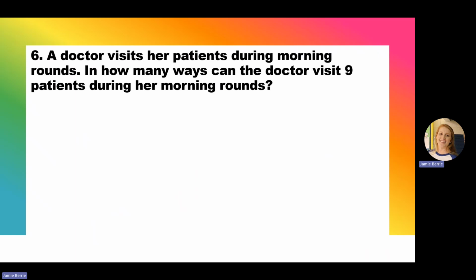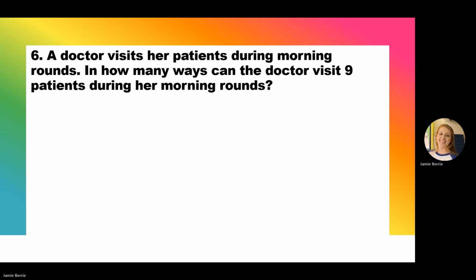I don't think that the order matters here, but this one is kind of a trick question, because this is actually something that we've done before. We've talked about how to figure out what the sample size is, how many outcomes are in this sample space, and this is the same thing. It says, how many ways can the doctor visit her 9 patients during her morning rounds? Well, that just means that we're making 9 choices, right?